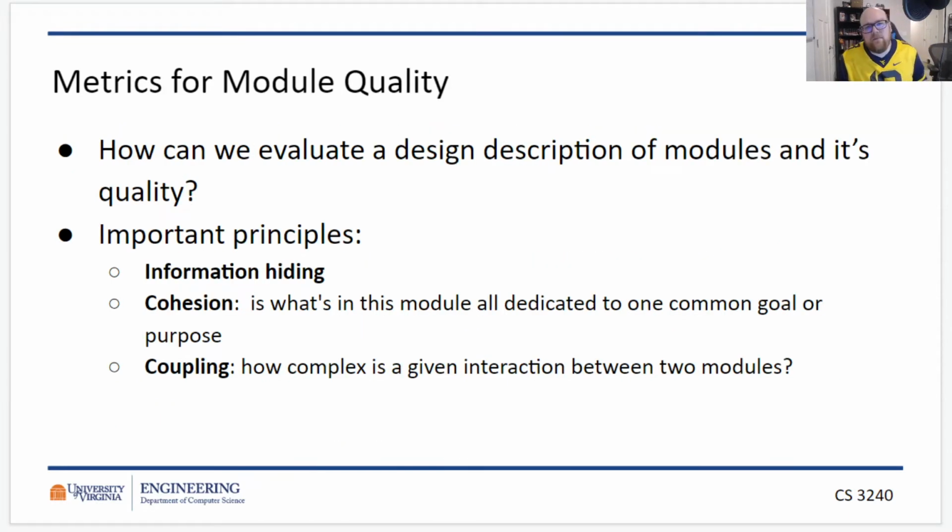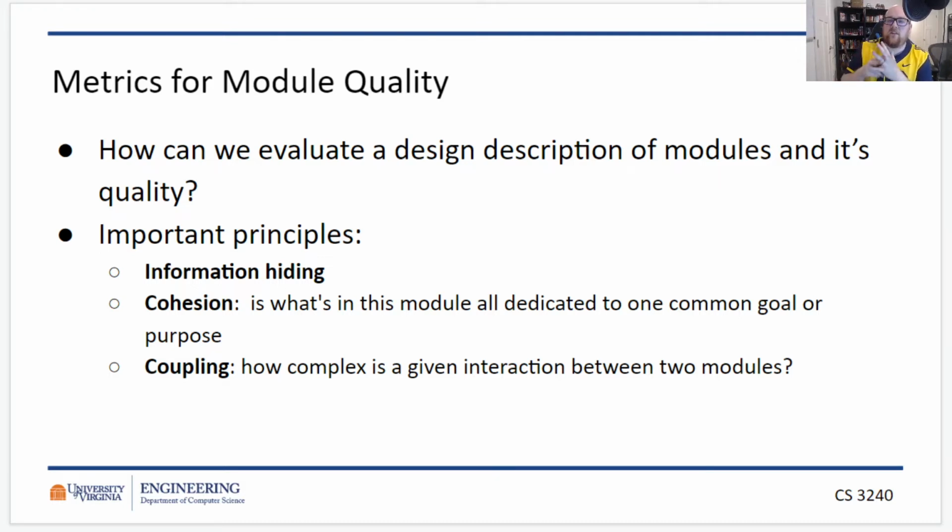So how do we measure the quality of a module? How do we measure how modular it is? Well, we look at principles of information hiding, cohesion, and coupling. And we're going to work through these one at a time. Information hiding. Remember when you took 2110, we talked about that private keyword, right? The idea that we actually don't make variables or even some functions visible outside of the class. Those are examples of information hiding.